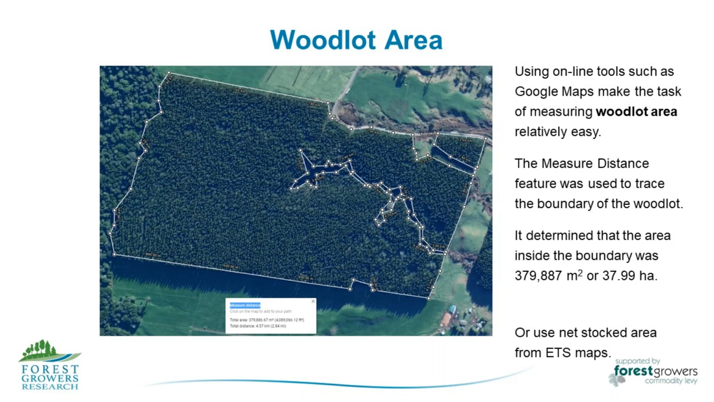Anyone with a post-1989 woodlot registered in the Emissions Trading Scheme can use their ETS maps as a relatively accurate guide to net stocked area. Some regional councils may also be able to provide maps.